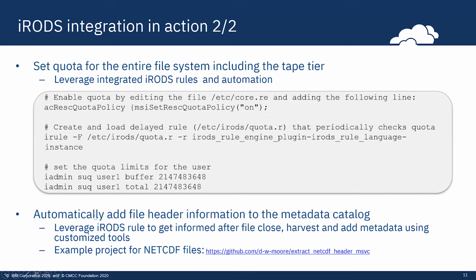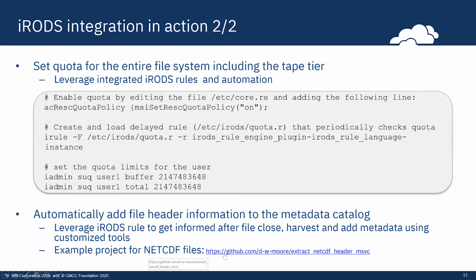And yet another interesting implementation we did, and this is based on existing code and an existing project, is to automatically add file header information to the iRODS metadata catalog. So again, we leverage iRODS rules to get informed after a file has been closed. And once the file was closed, we harvested some information from that file and added it to the metadata catalog using some customized code. Essentially, this project was based on the GitHub project shown with this link here.